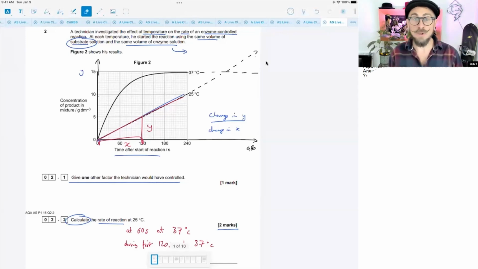Do you see how we can make that prediction very accurately, really? That is a strong prediction. And so that's why it would be 2 marks. Continues straight line up until whatever, we'd read that off our y-axis over here, 14 grams, products reach 14 grams per decimeter cubed, then levels off.